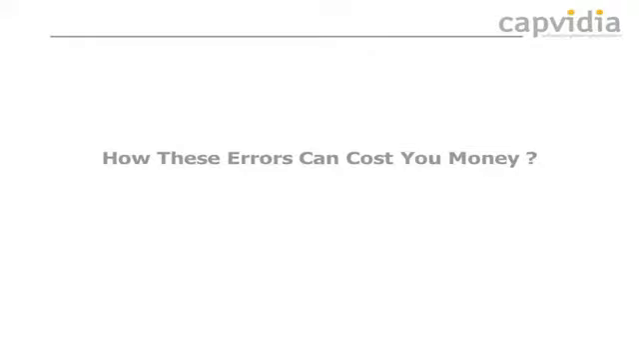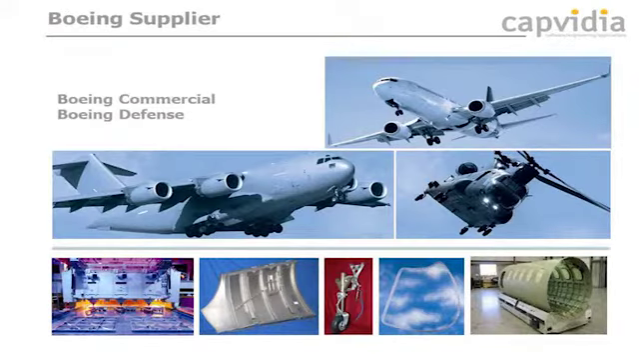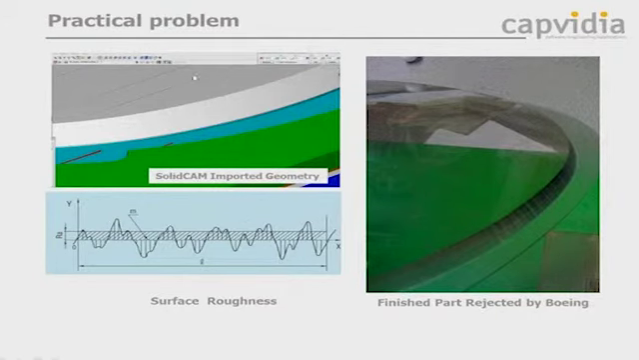But how can these kind of errors cost you money? Well, we have some practical examples through the years from a lot of our customers and a lot of people that just come to us and say, look, we have issues, we have problems, what's going on here? One of those is a supplier for Boeing. They actually make airplane windows, and this customer was making windows for the airplane. So what they did is they actually used SolidCam to import the window geometry. This is on the left.